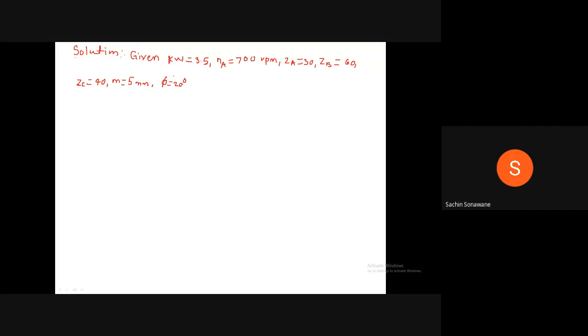Therefore, step 1. What is step 1? Step 1. First of all, we have to determine the torque acting on the gear shafts A, B, and C. Therefore, write down: torque acting on shafts A, B, and C.